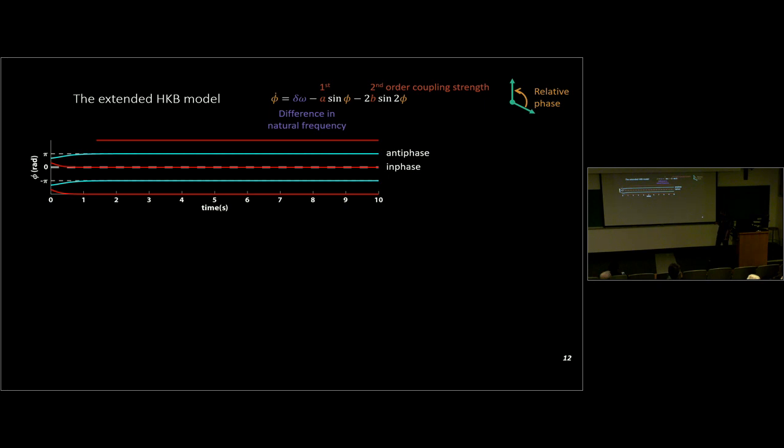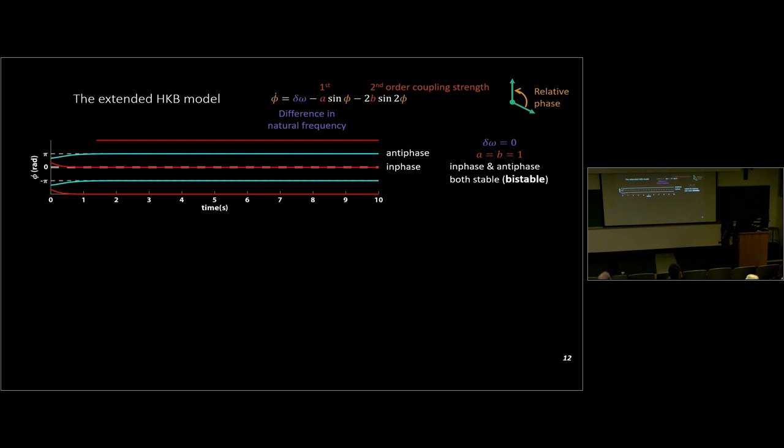This is a time series of the relative phase between 2 oscillators. It says that if the system starts near antiphase, the trajectory will go into antiphase and stay there. If the system starts near in-phase, it will go into in-phase and stay there. So whether the system is in phase or antiphase depends on the initial condition, what I started with.